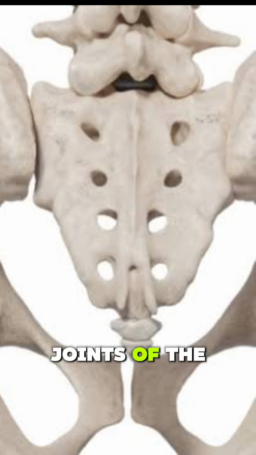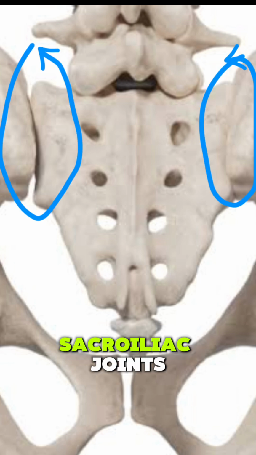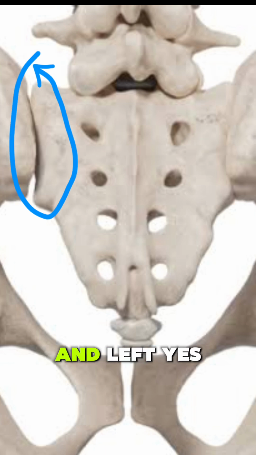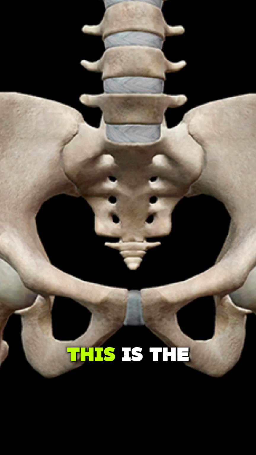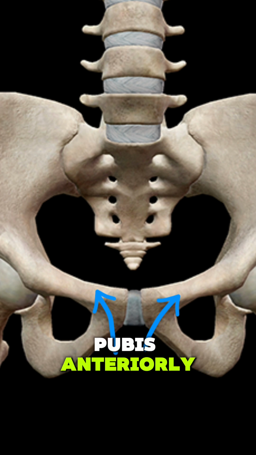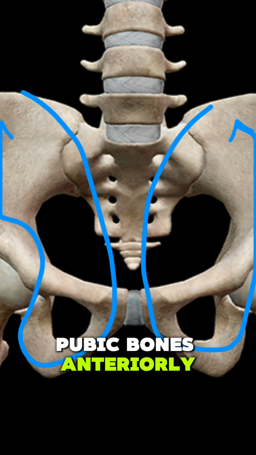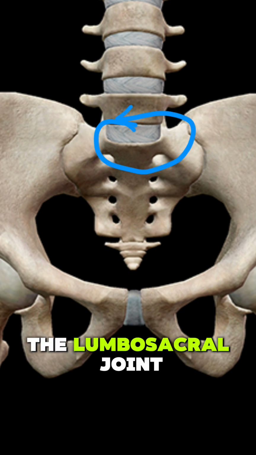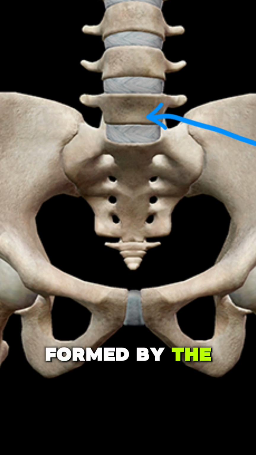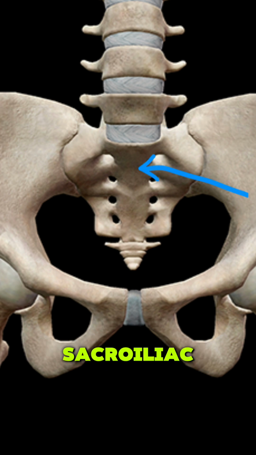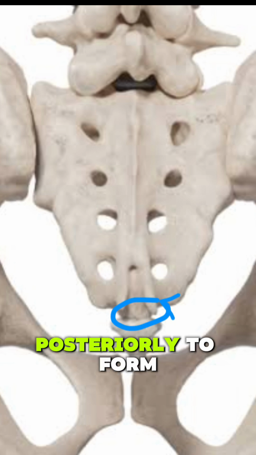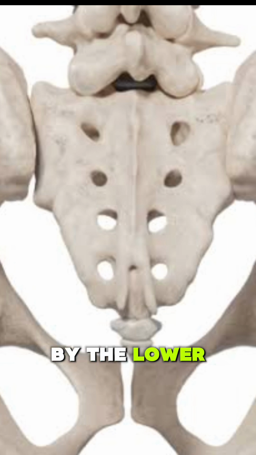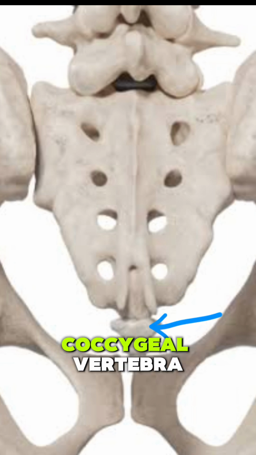Here are the joints of the bony pelvis. We have the sacroiliac joint, right and left sacroiliac joints. This is the pubic symphysis, formed by the 2 pubic bones anteriorly. The lumbosacral joint, formed by the lumbar vertebra and the first sacral vertebra. The sacrococcygeal joint, posteriorly too, formed by the lower sacral vertebra and the first coccygeal vertebra.